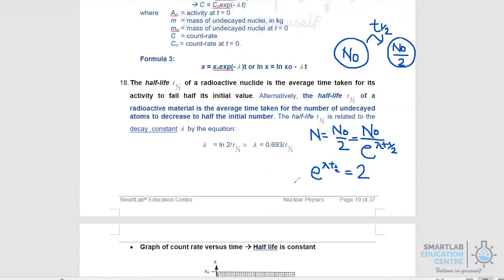So if we were to take ln on both sides, we will be able to end up with this expression. And this formula is inside your data booklet, and you will use this formula to relate half-life to decay constant or vice versa. And that also explains why the unit of your decay constant is per second, per hour, per minute, or per year.